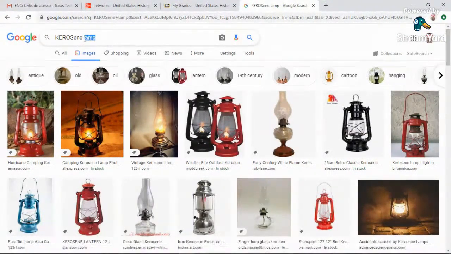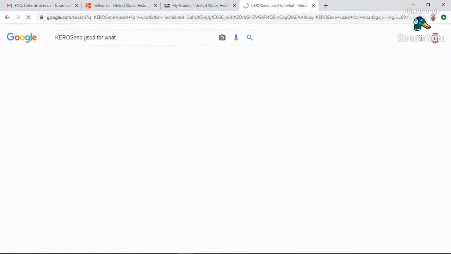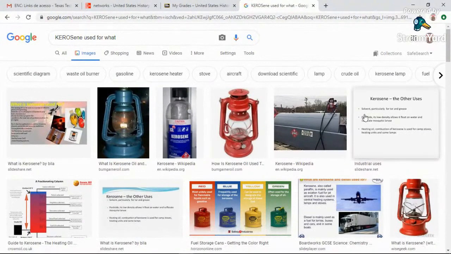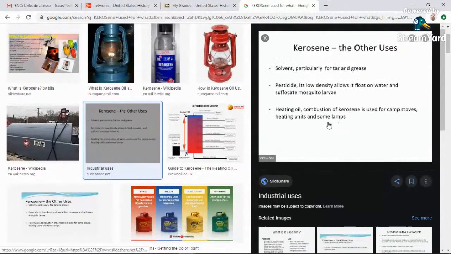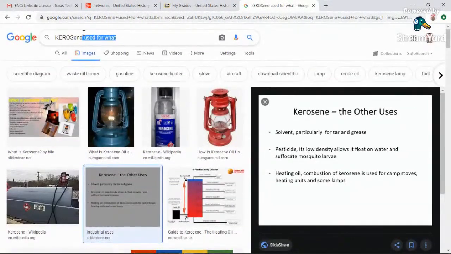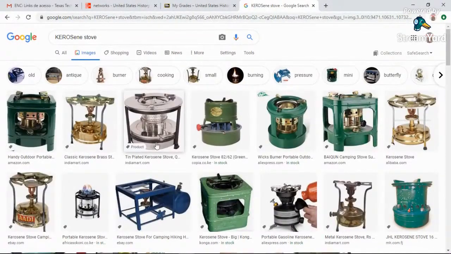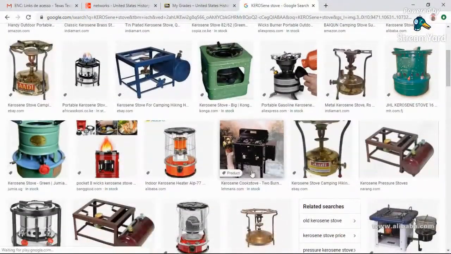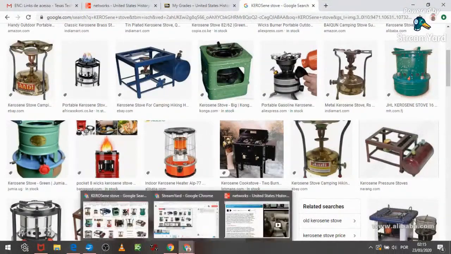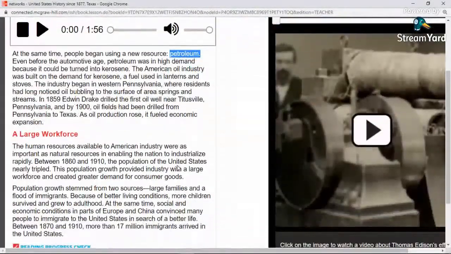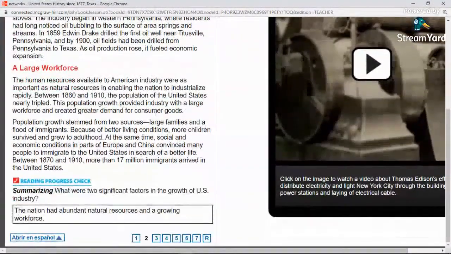And what else was kerosene used for? Solvent, pesticides, heating oil. Okay, so you can have a kerosene stove in order to cook, or even to heat your house. So kerosene was a very important resource at that time.